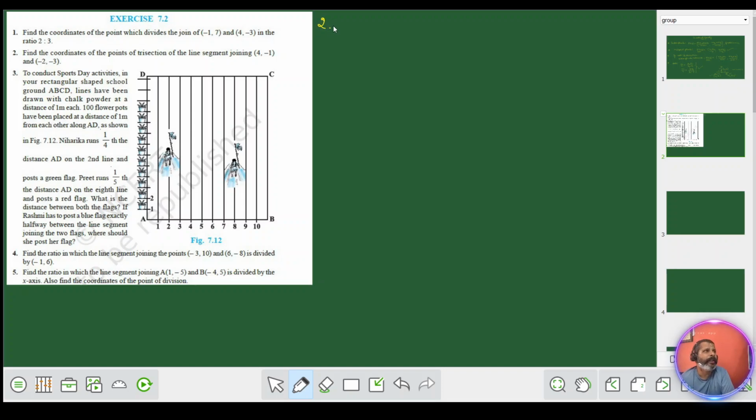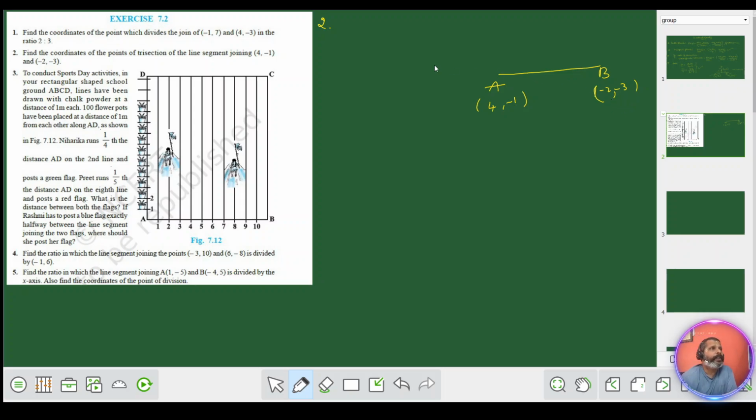Second one, find the coordinates of the points of trisection of the line segment joining the points. Means there is a line, I'll just explain here. There is a line AB, which points are given. A is (4, -1), B is (-2, -3).